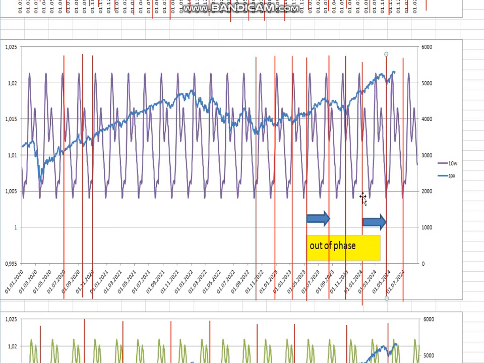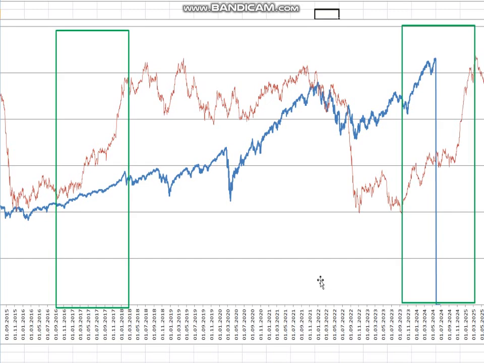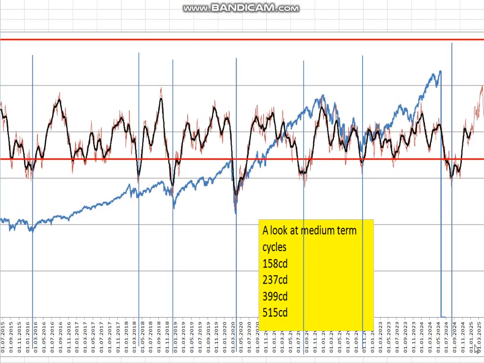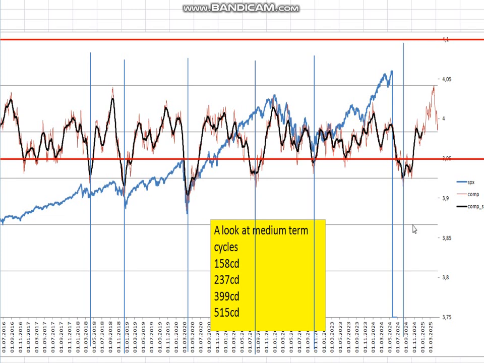So again we had an extended oscillation, and now we are back in phase with the ideal low. And the next ideal low is early July. And look at some other cycles. This is a composite of many cycles, and it has been suggesting some kind of a low is coming up this summer.